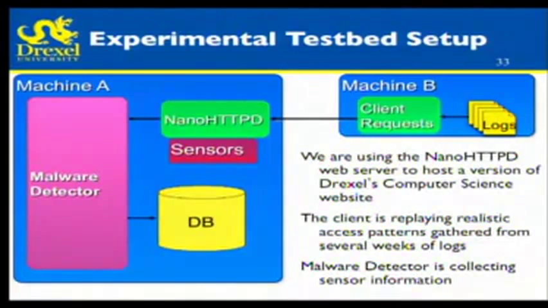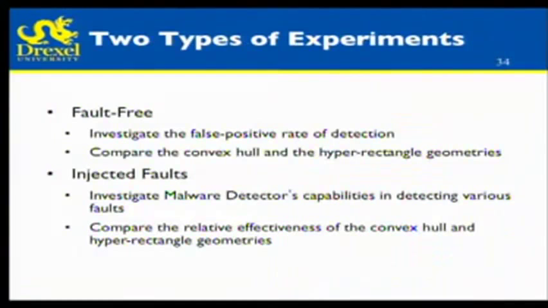First simple example is we take nano HTTPD, which is a Java implementation of a web server. And what we're essentially doing is we're replaying logs of how people use this web server. And it turns out that this is the web server used by the Drexel computer science department, right? So we have lots of data for that. And so we can replicate how users are using our web server. And we put the malware detector on the system and see what it does.